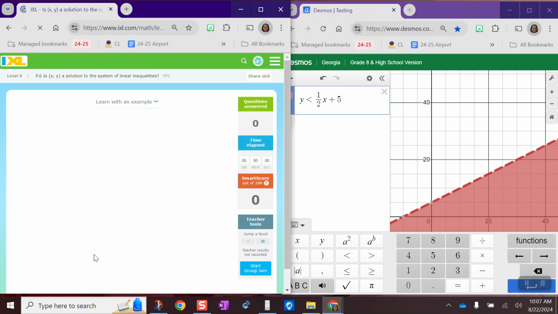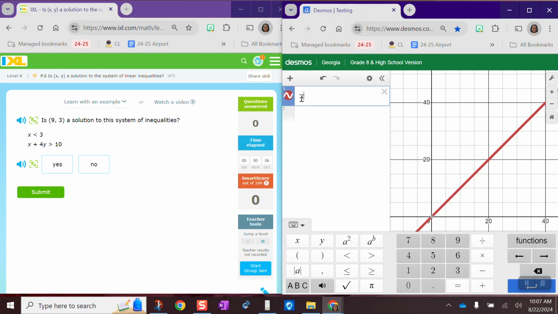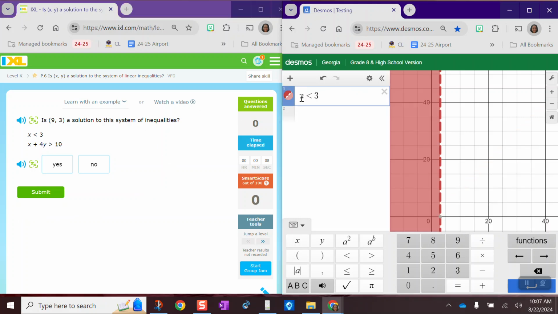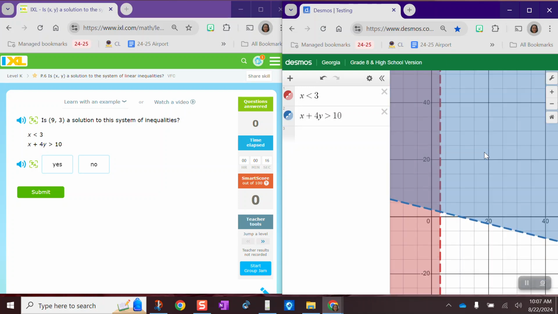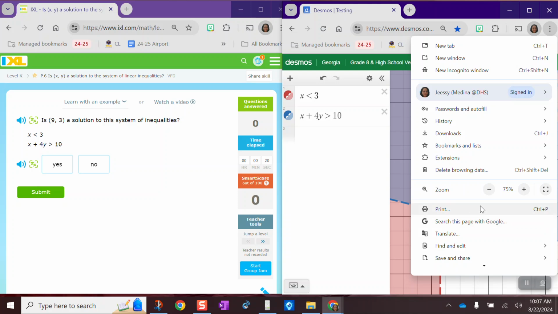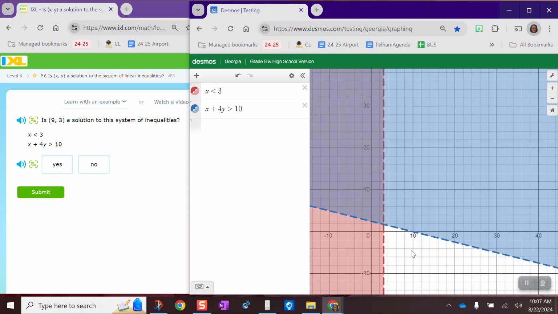All right, a solution. All right, so with this one, you go to Desmos. x is less than 3. Next line, x plus 4y greater than 10. Now, when you look at this diagram here, okay.